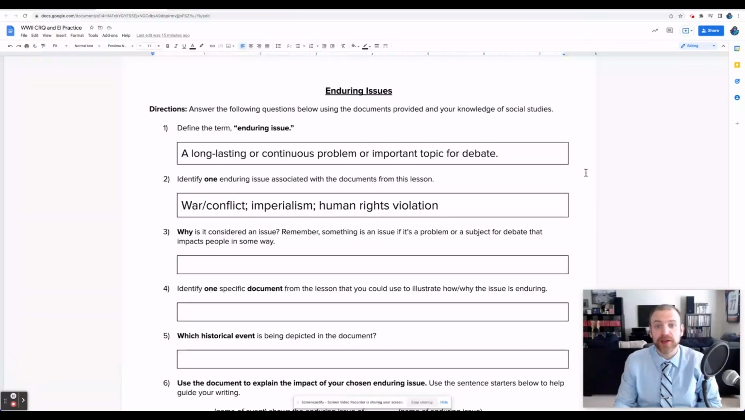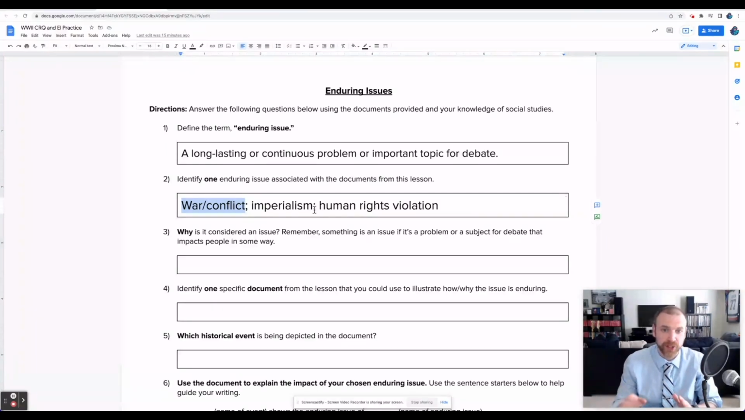All right, guys, so let's finish talking about this lesson where we're looking at CRQ questions and diving into a little bit of the enduring issues associated with these documents. Okay, so in class today, we looked at how these documents could be used to justify or select a couple of different enduring issues that might correspond with them, right? So they're documents about World War II. So you can make the case that war and conflict could be an enduring issue associated with the documents.